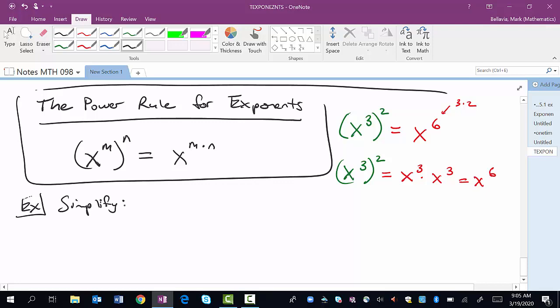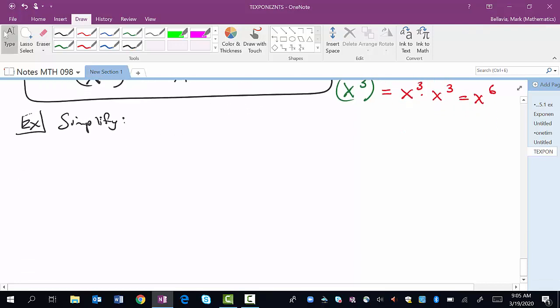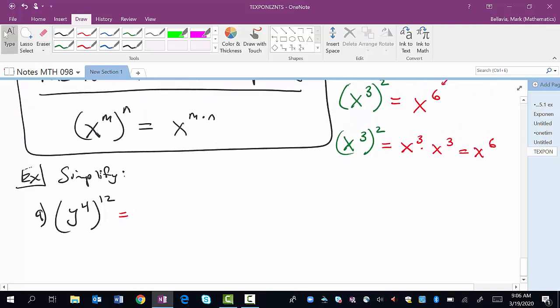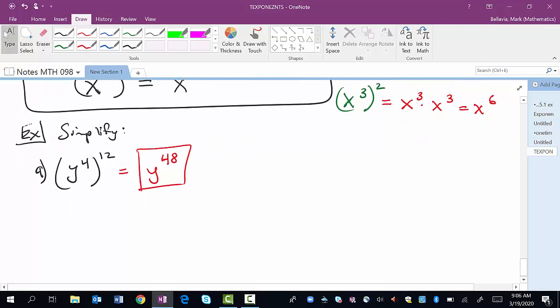I said to simplify y to the fourth to the 12th power. According to our rule, when you have a power raised to a power, you keep the base the same. So the base here is y, it stays y. Then you multiply the powers together. What's 4 times 12? Well, that's 48. So you get y to the 48th.